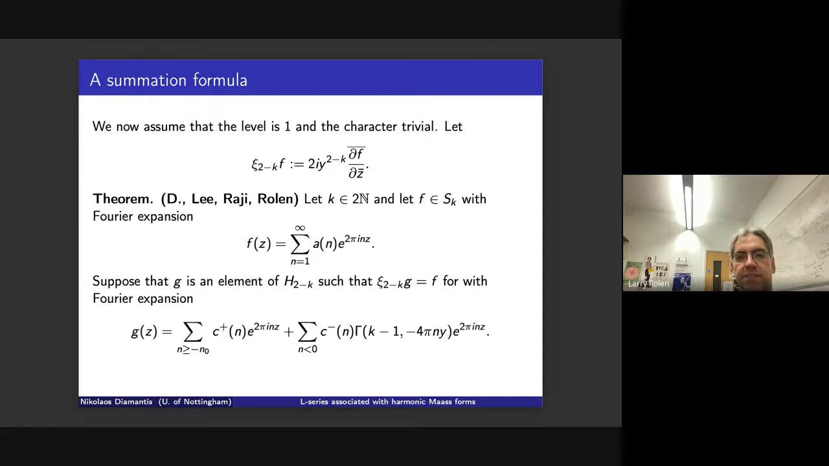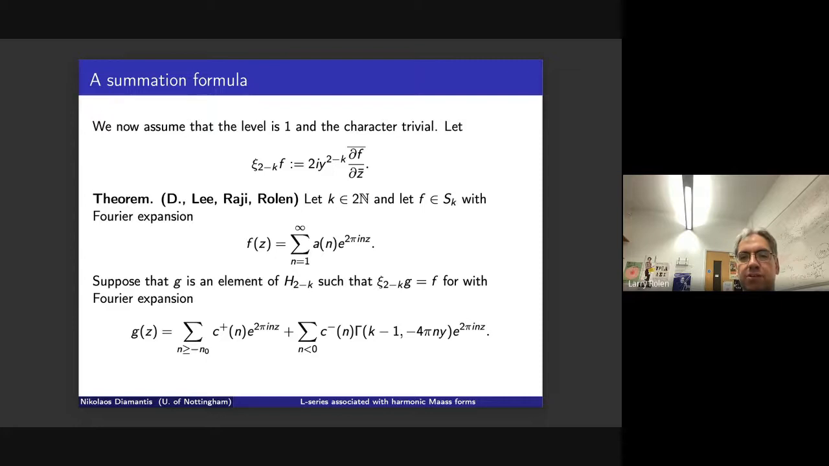So let me be more precise, and then I'll explain how this is done. We start with f, which is a cusp form of weight k, with the Fourier expansion that it should have. Suppose that g is the harmonic lift, in other words, psi of g is equal to f, which we know exists. We know what Fourier expansion it's going to have. The c minus, the Fourier coefficients of the minus part, are directly obtained from f. So this is not the issue.